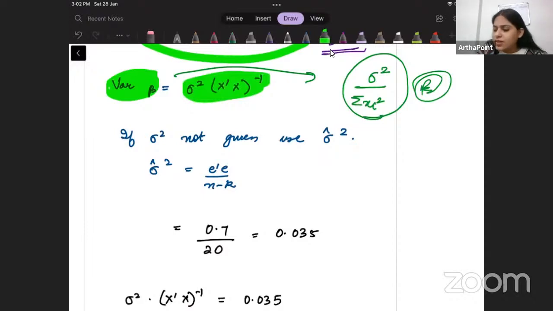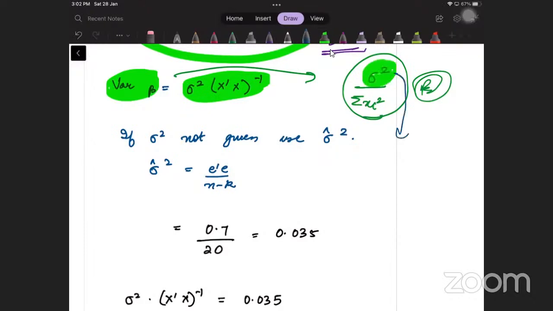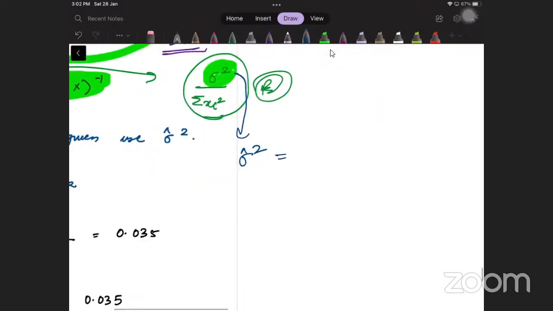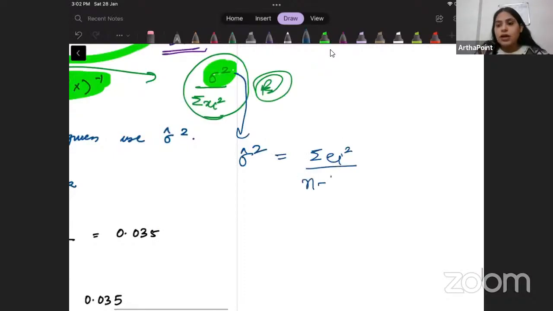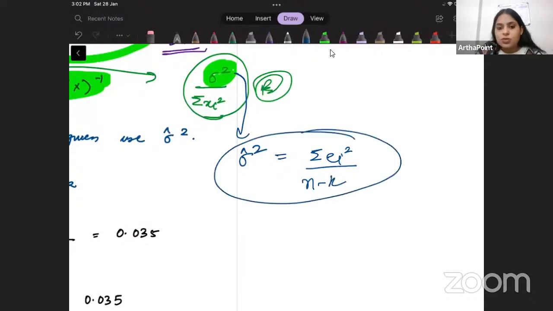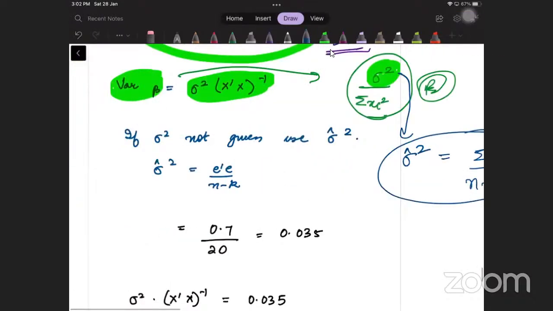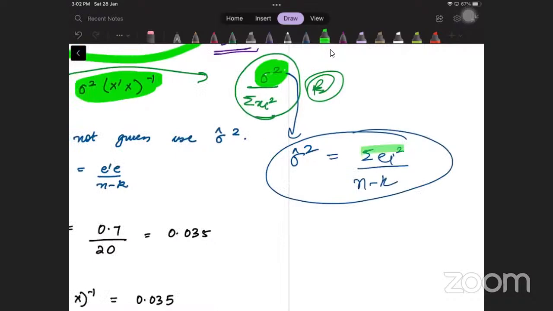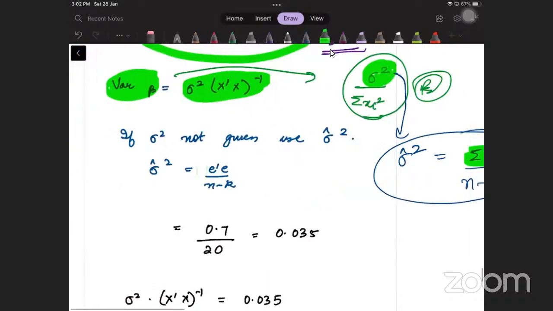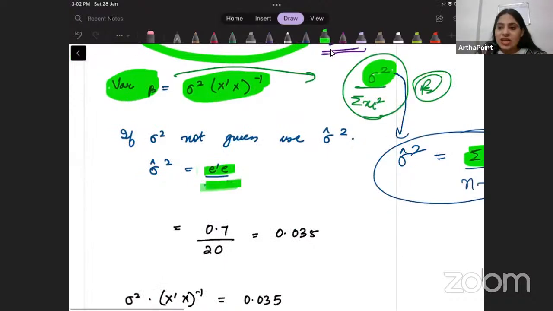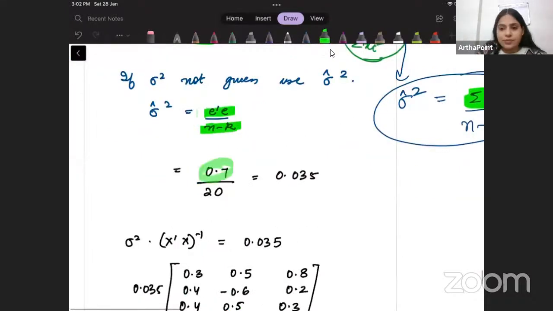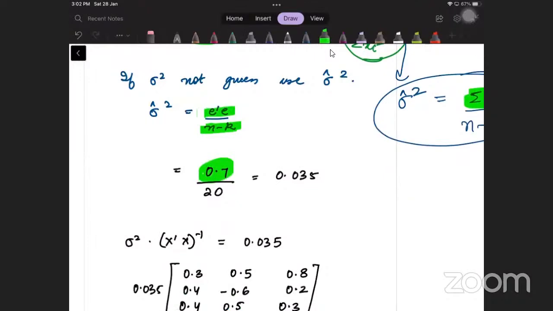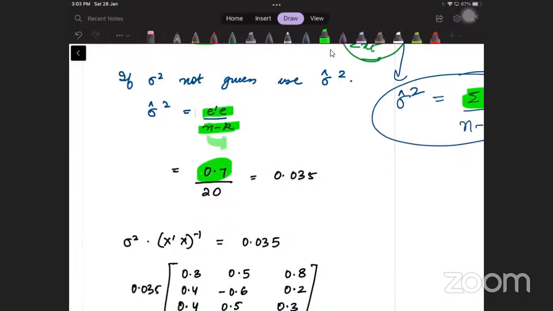But do you remember that when sigma square was not available, you were using sigma hat square, and sigma hat square was summation ei square upon n minus k, where k was the number of parameters. This was its formula, so in the same way we can write it here too. Summation ei square we can write as e transpose e upon n minus k. So e transpose e, this is 0.7 given to us. N is given to us as 20, and number of parameters are 3.